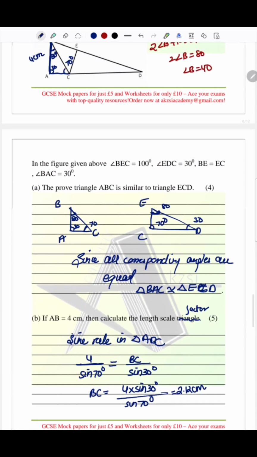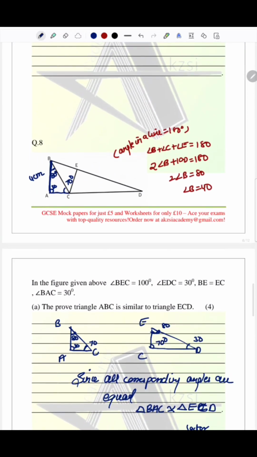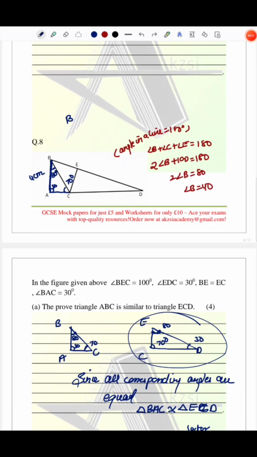If we go back and we have to find the length scale factor, we know the triangle BCA and this one, these two are similar. Now we have to see which two sides are corresponding. So in this triangle, we can see that ED is the line which has two angles, 80 and 70. So in the other triangle, we have to find the line which has angles 80 and 30, which is BA. That means BA is corresponding to ED. So if I want to calculate the length scale factor, I have to divide BA over ED.